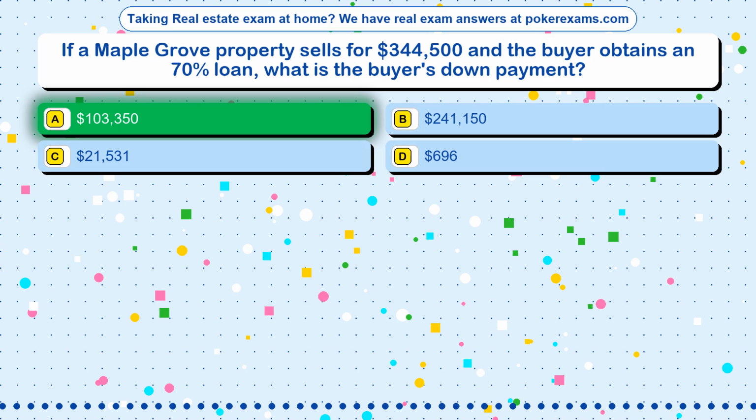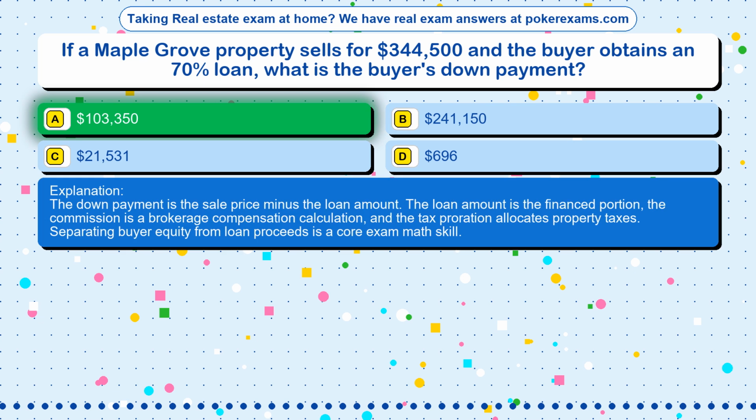The correct answer is option A, $103,350. The down payment is the sale price minus the loan amount. The loan amount is the financed portion, the commission is a brokerage compensation calculation, and the tax proration allocates property taxes. Separating buyer equity from loan proceeds is a core exam math skill.